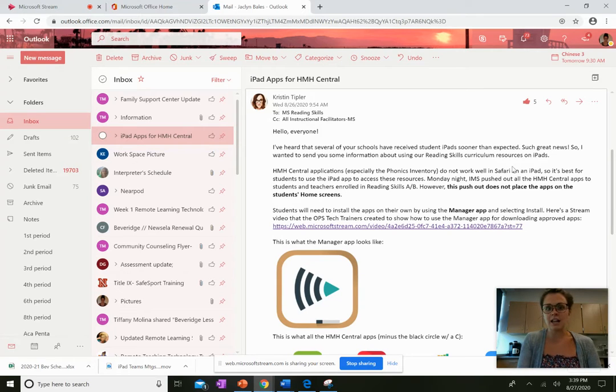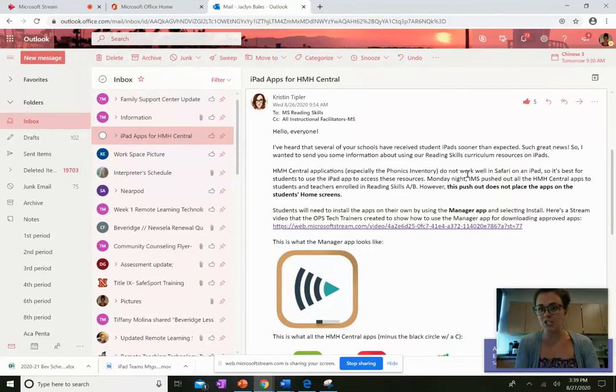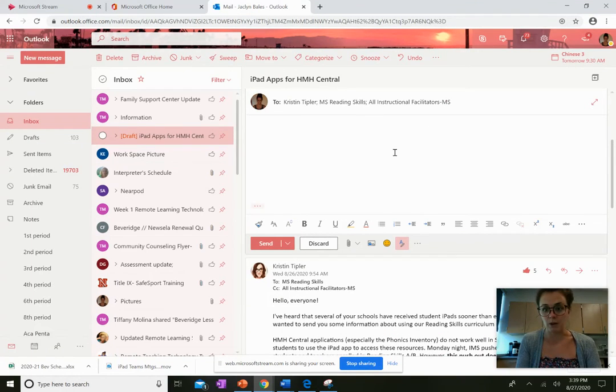As you can see, here I have an email that is addressed to me from a Miss Kristen Tippler, and it's to all the middle school reading skills teachers and all the instructional facilitators in the middle school. So it's a lot of people. If I were to reply to this email, I would want to just hit the one arrow and reply only to Miss Tippler, okay? Only to her. If I wanted everyone to have my information, then I could click the double arrow that's called reply all, and I could reply to everyone.